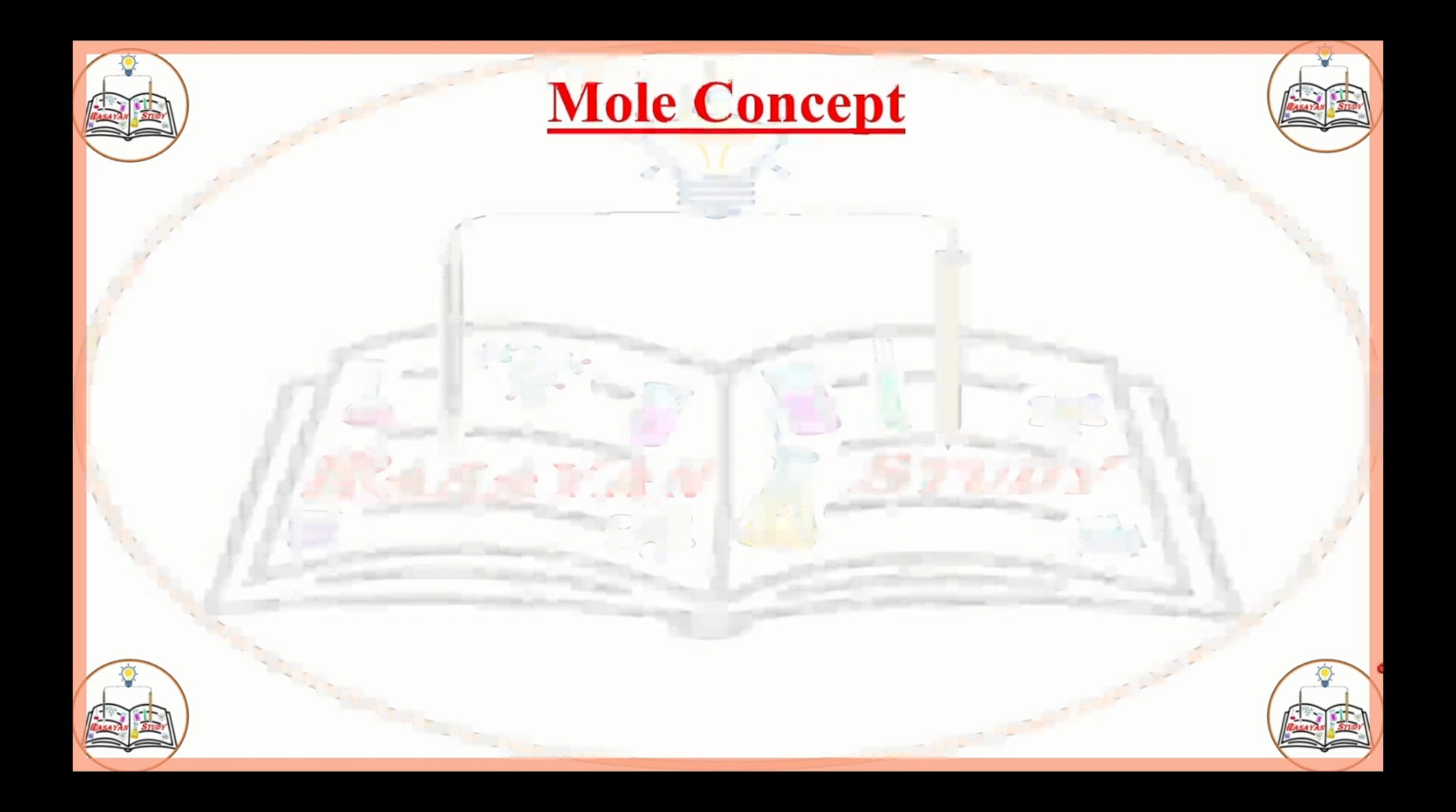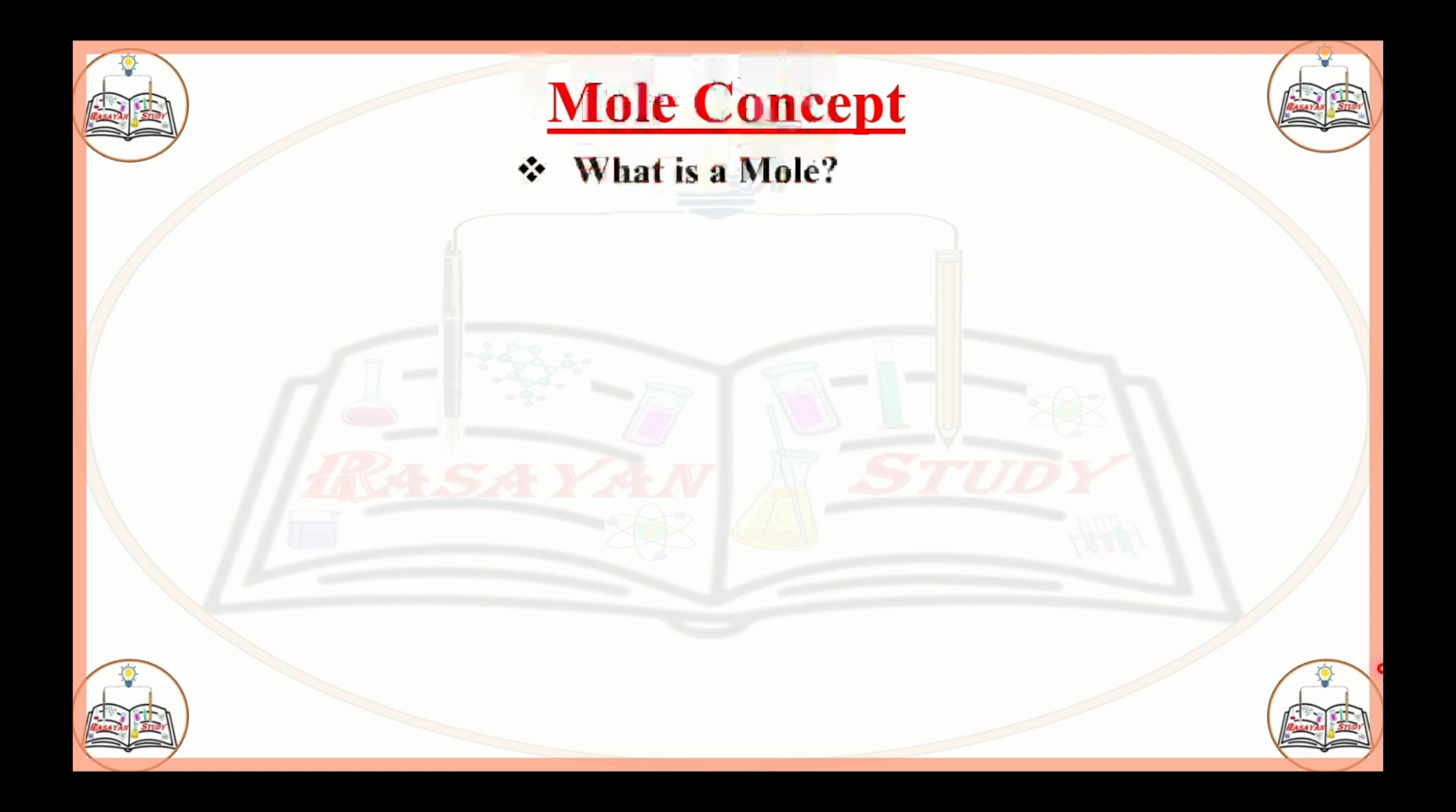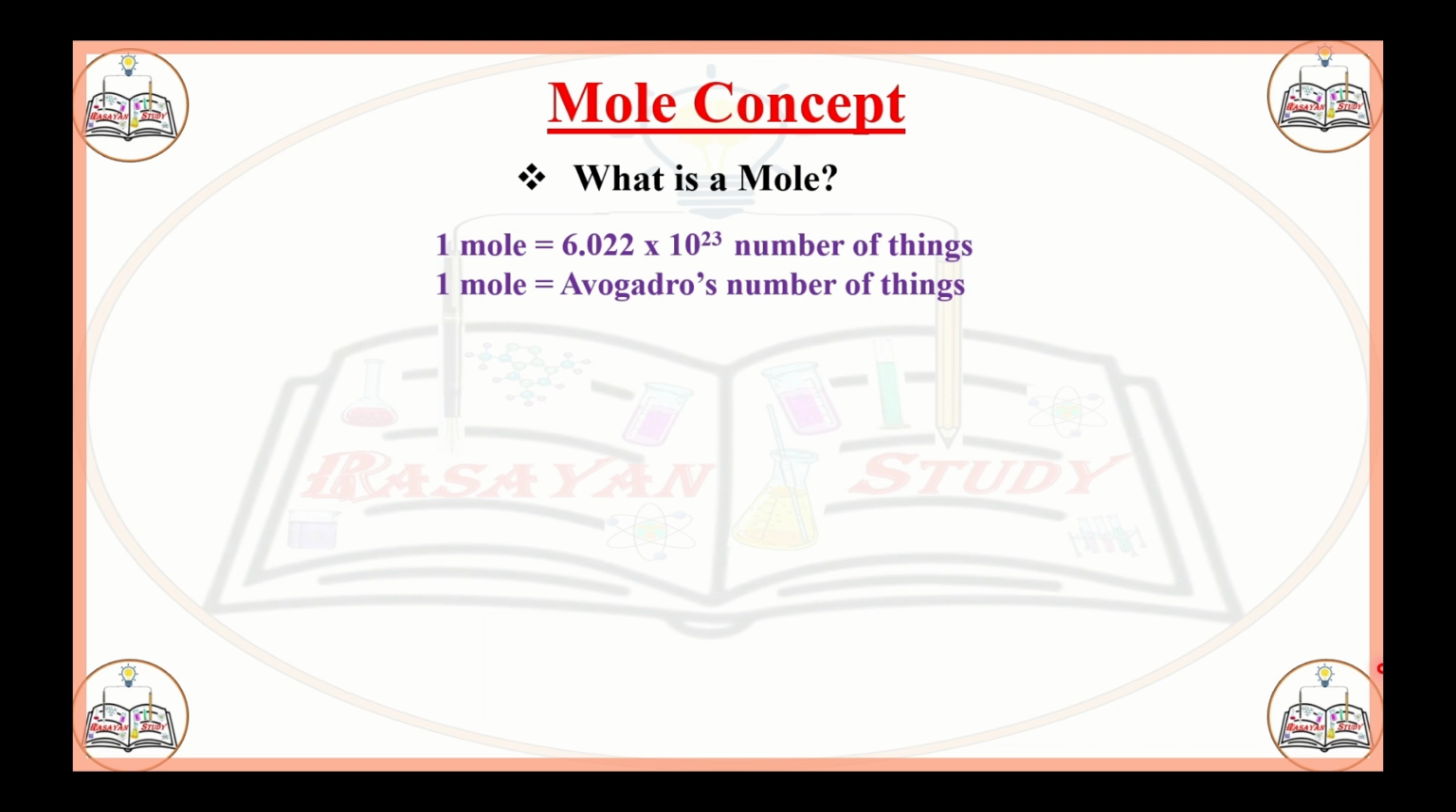So today we're going to learn about the mole concept. So here comes the first question. What is a mole? So in simple terms, 1 mole is 6.022 × 10^23 number of things. Since this number, 6.022 × 10^23, was given by a scientist named Avogadro, it is also known as Avogadro's number. So 1 mole is Avogadro's number of things.